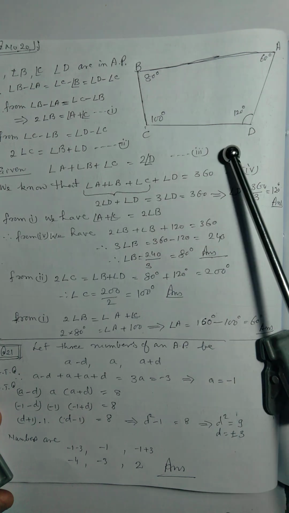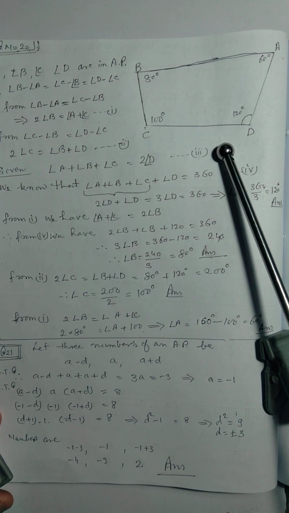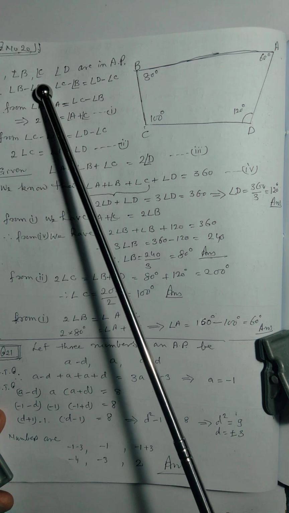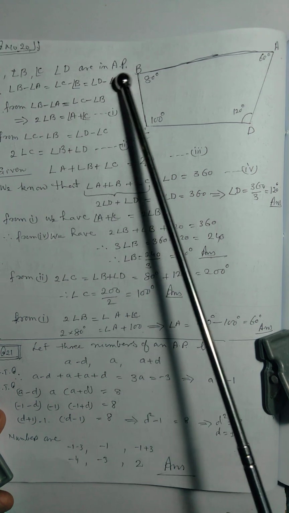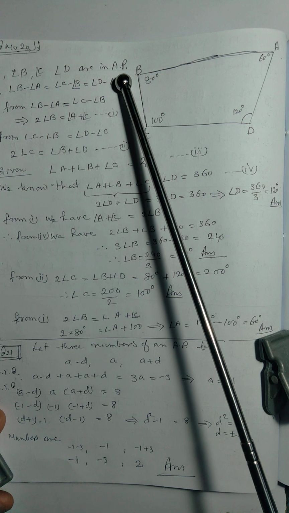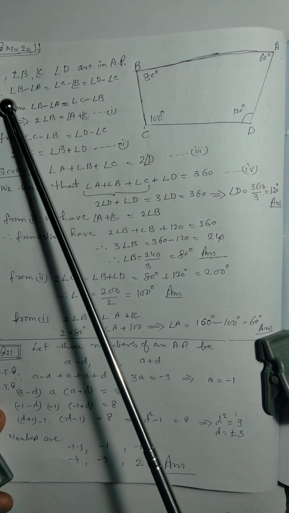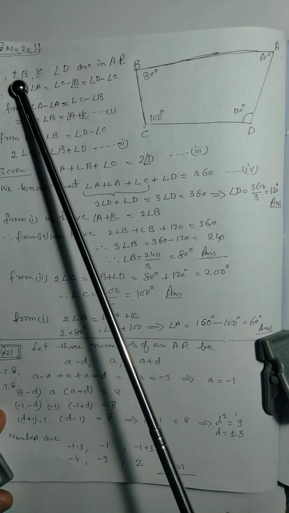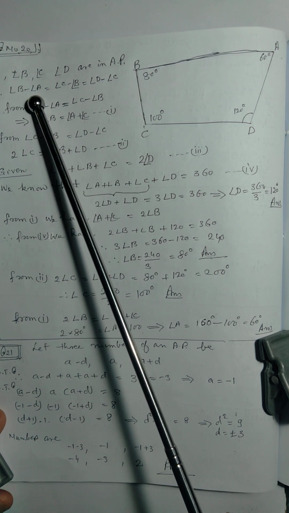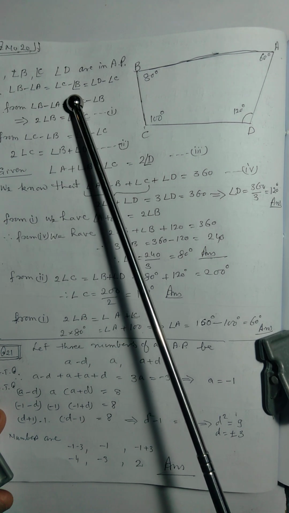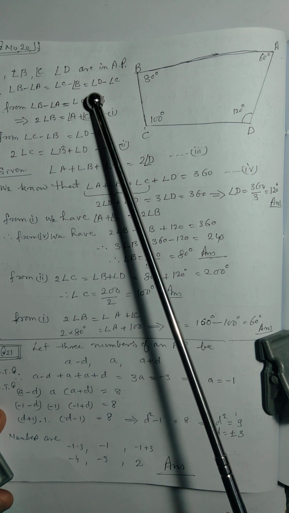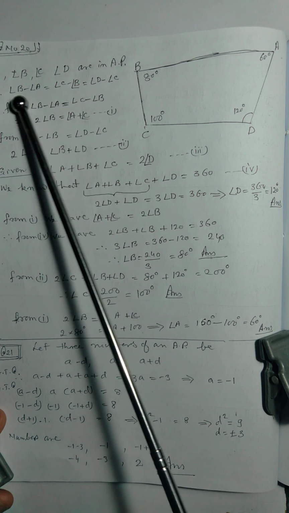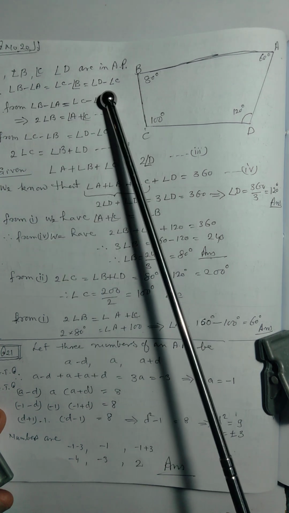ABCD is a quadrilateral. Here you see angles A, B, C and D are in AP. These angles are in AP means arithmetical progression. So once it has been mentioned, the second angle, means angle B minus angle A should be equal to angle C minus angle B and angle D minus angle C. Means the common difference will be equal in all the cases.